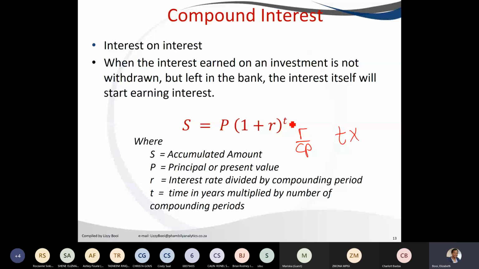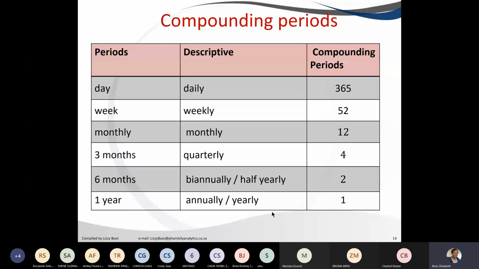You will have to multiply your T or your term with the compounding period, and you will have to divide your interest with the compounding period. What do I mean by compounding periods? There are different compounding periods. If it's daily, there are 365. Regardless of the leap year, we don't count the leap year when it comes to this. So we're going to use 365 if they tell you it is compounded daily.